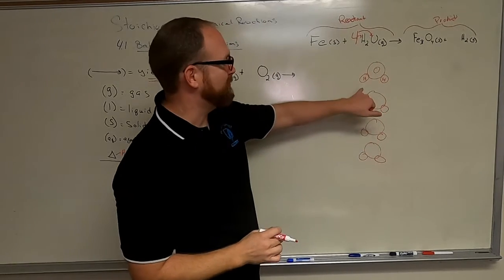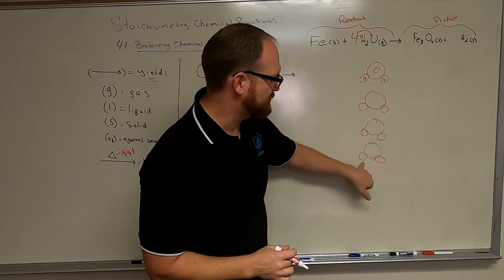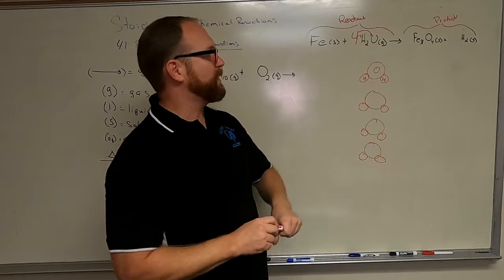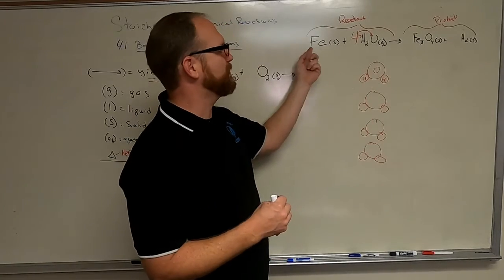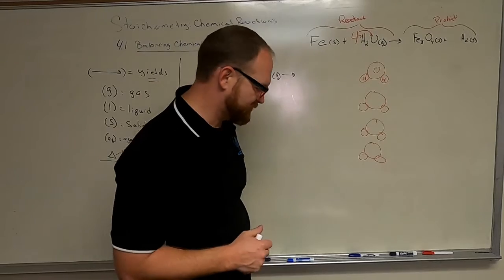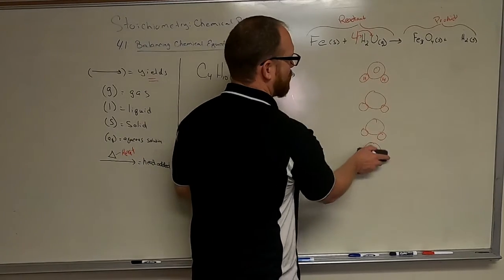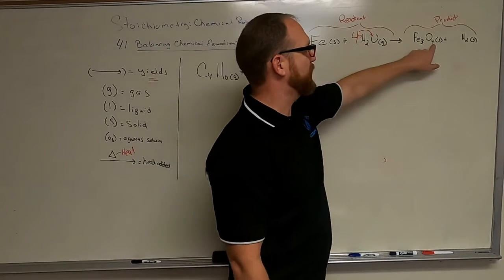How many H's do I have? Well, 4 times 2 is 8. You see 1, 2, 3, 4, 5, 6, 7, 8. And so when I put this coefficient here, it means that there's that many molecules of whatever we're talking about. There's 4 molecules of water. So it gives us a total of 4 oxygens there, and I have 4 oxygens here.